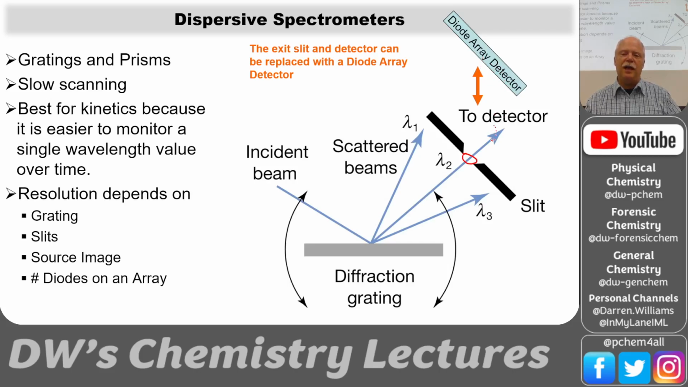You can replace that slit with a diode array detector and collect all your data very quickly. But each one of these diodes is a separate detector. And each one of those diodes has a different noise level. And you'll see that when you work or see the demos on the Raman spectrometer in the lab, you'll see the dark noise and you'll see how noisy it is. Okay.